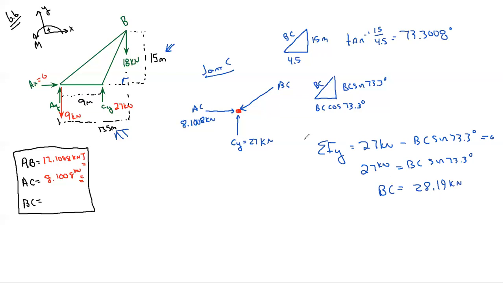That it's positive indicates that I have guessed the correct direction, which means that member BC is 28.19 kilonewtons in compression.